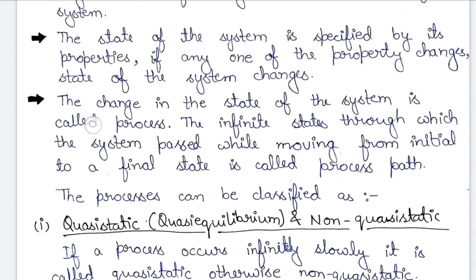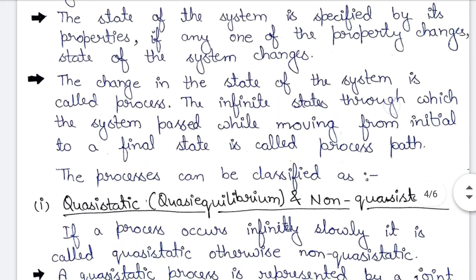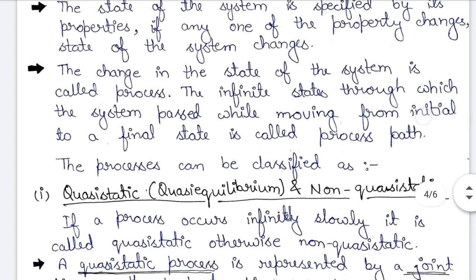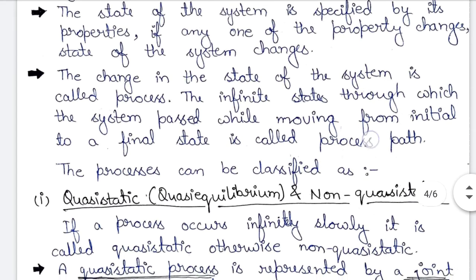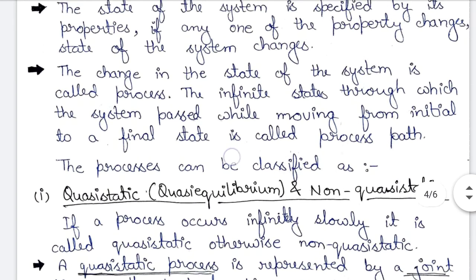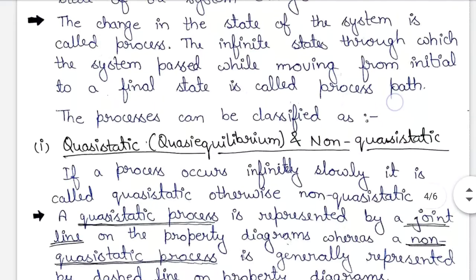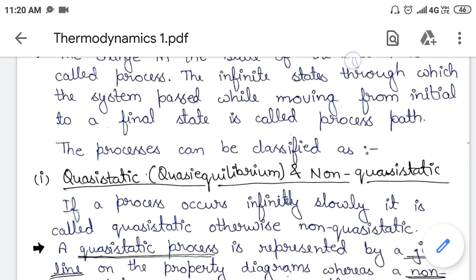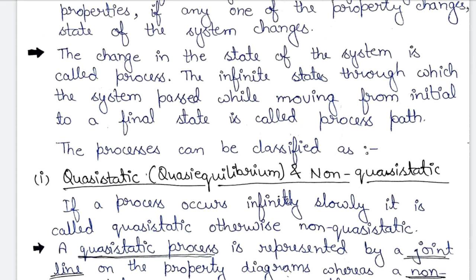Now the change in the state of the system is called the process. The infinite states through which the system passes while moving from the initial to the final state is called the process path. So if a process occurs from state 1 to state 2, then it will be called the process path of this process.